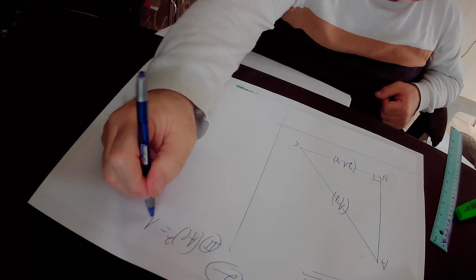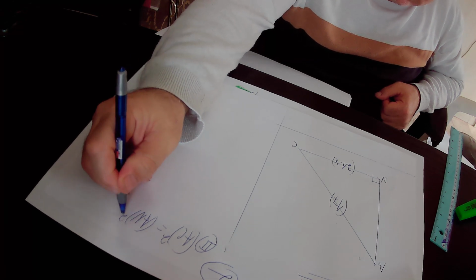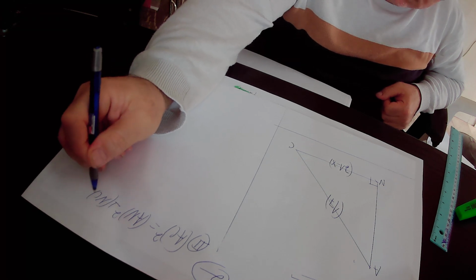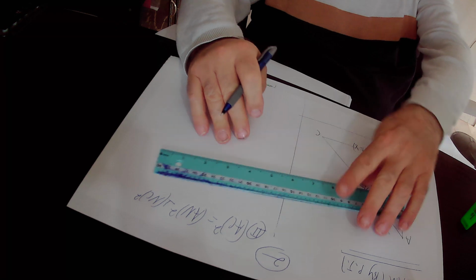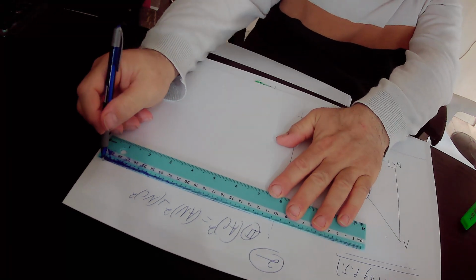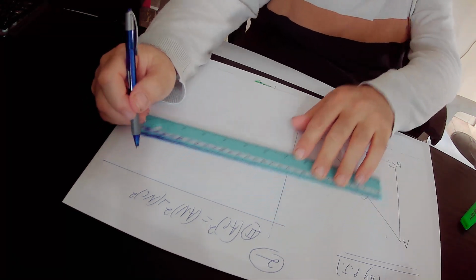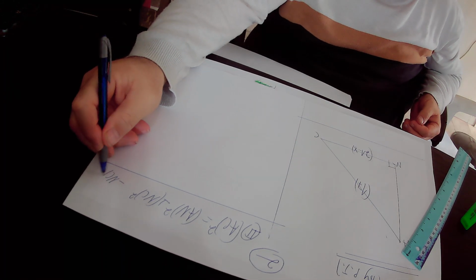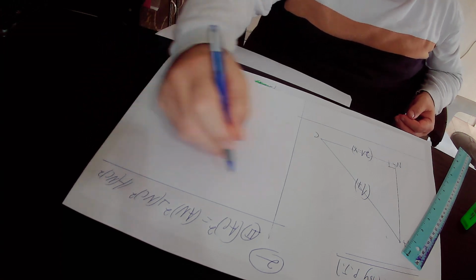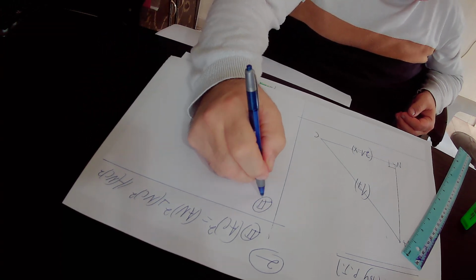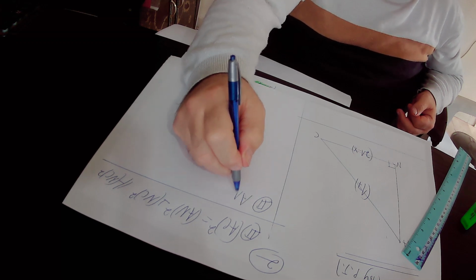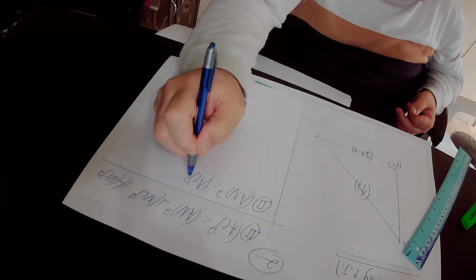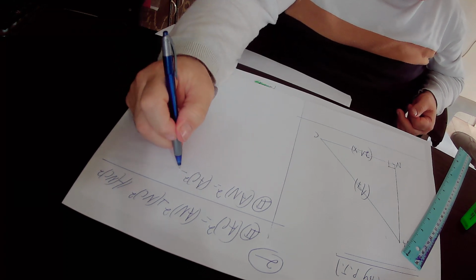be equal to AN squared plus NC squared. This is equation 2. Here we subtract NC squared from equation 2, and we get that AN squared equals AC squared minus NC squared.